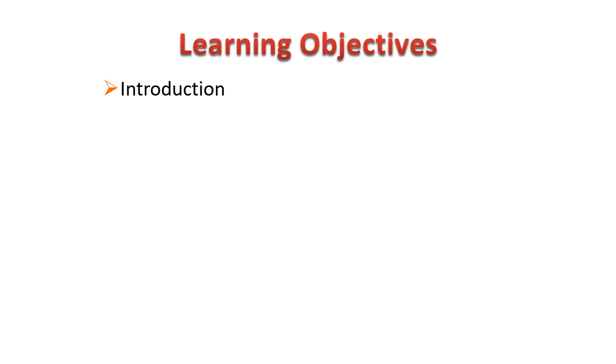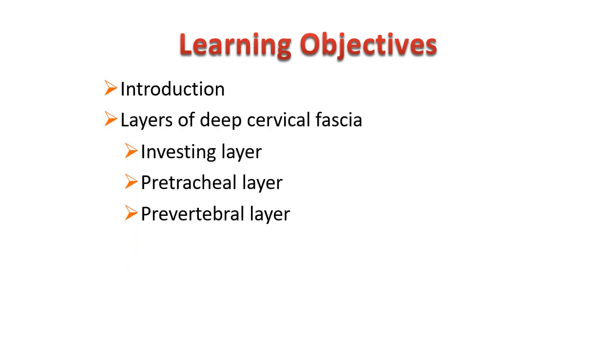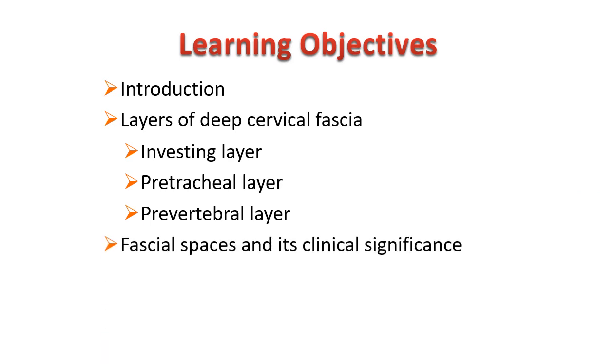Followed by that, I will be discussing the different layers of the deep cervical fascia. It is present in the form of the investing, pretracheal, and then the prevertebral layer. And followed by that, I will be discussing the fascial spaces and their clinical significance, because in between these fascia you have some spaces, and I will be discussing their clinical significance.